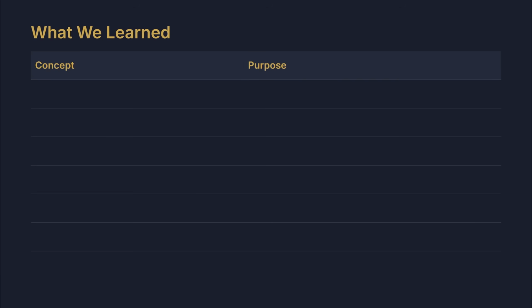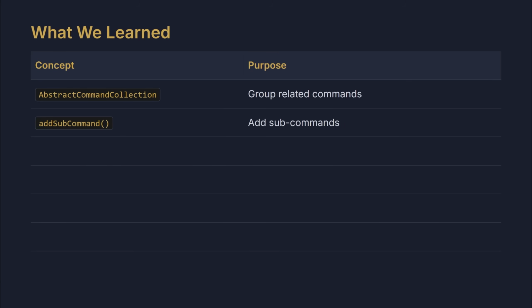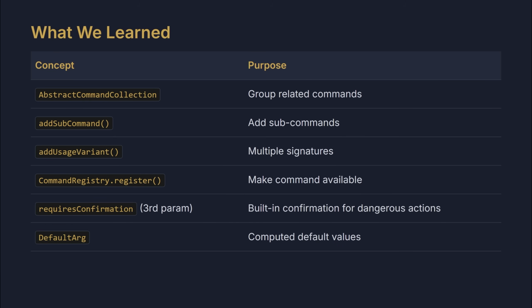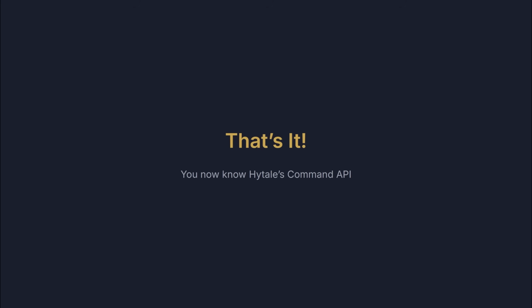So let's recap this video. We learned about abstract command collections. We learned about add subcommands. We learned about add usage variants. We learned about command registry. We learned about requires confirmation. We learned about the default arguments, and I've shown you the command alias inside the IntelliJ window because I forgot to add it inside the slide deck. So that's it. Now you know Hytale's command API and you know everything that I know about it.